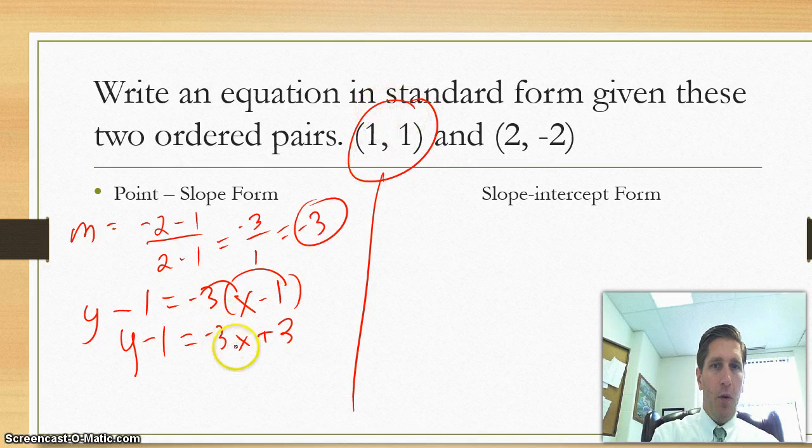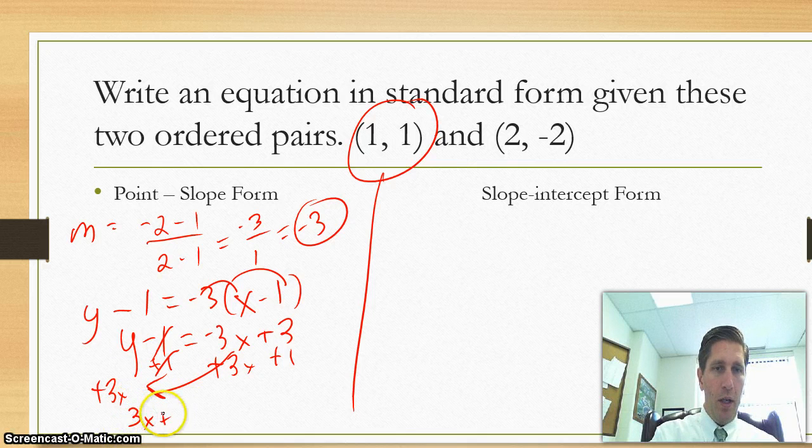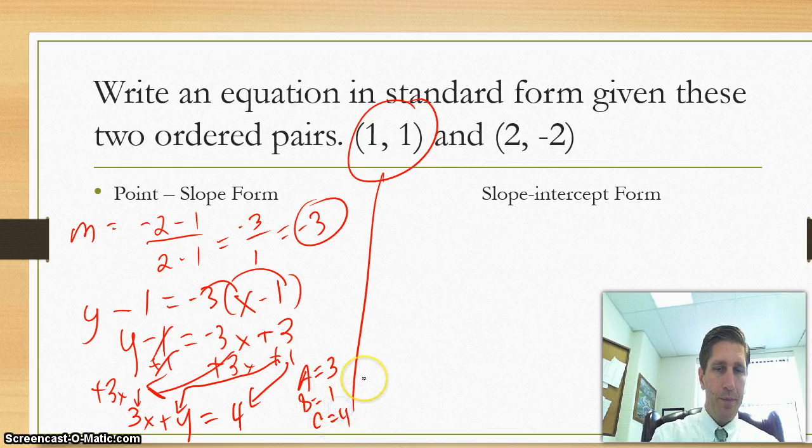Now, to write it in standard form, I need to bring this over, and I need to add 1 to this side. So the 1 will cancel out. That'll be my c now. So when I add 3x over, I have 3x plus y equals 4. So 4 is my c, b is 1, and a is 3. Okay, so again, let me just put that down. A is 3, b is 1, and c is 4.